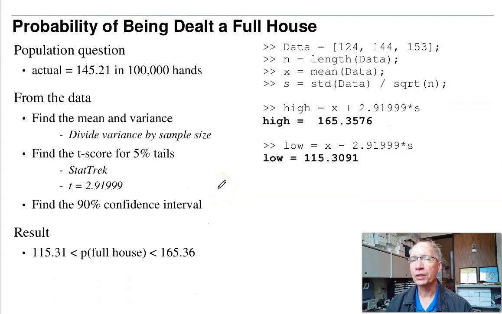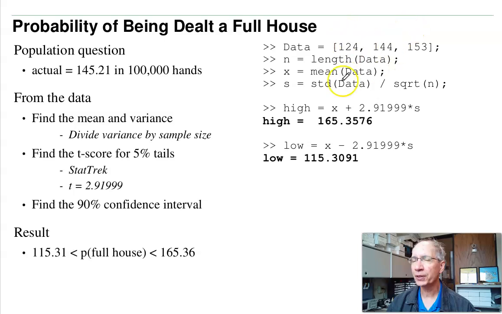Slightly different question. What is the probability of being dealt a full house? Now from enumeration, I know the actual odds are 145 in 100,000 hands. So that's the number I should get. When I deal out the hands, these are the numbers I got. To find the population's average, again, this is just a number. I don't know what it is, but I can estimate that number. As the sample size goes to infinity, I know what that number is precisely.